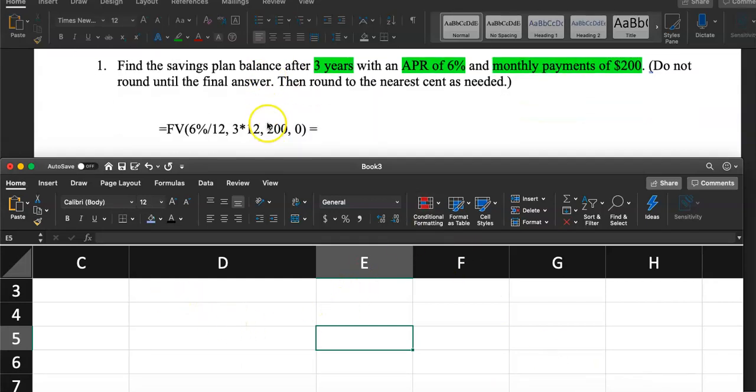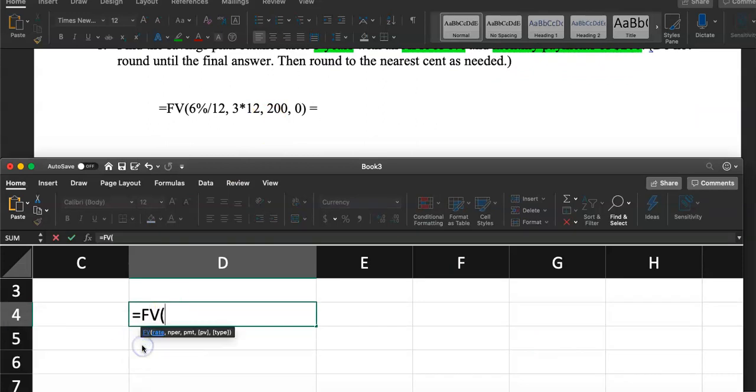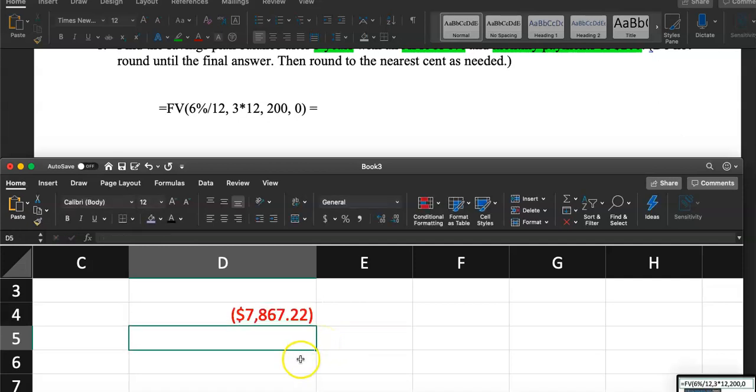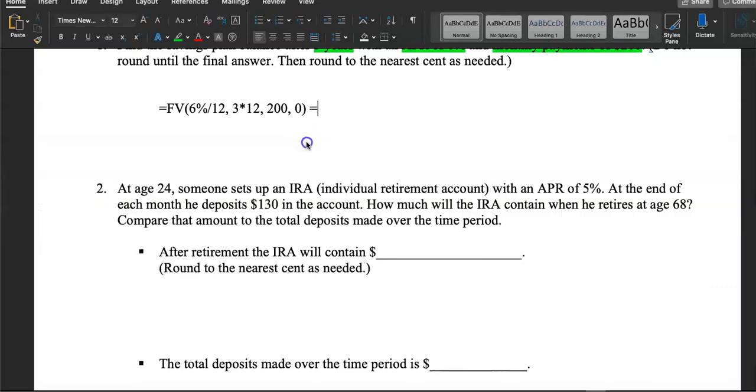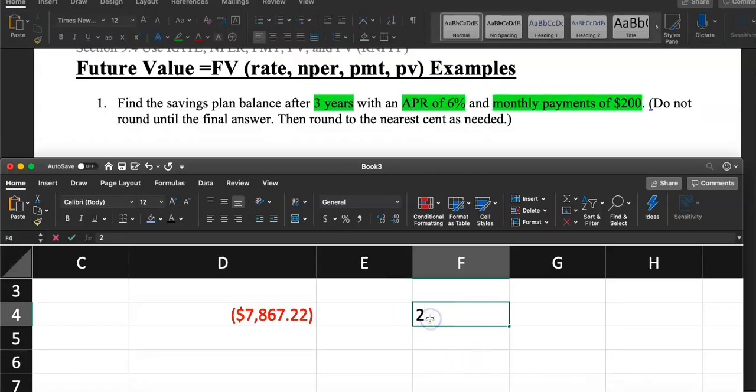So let's go ahead and open up the Excel calculator. And then I'm going to type in what I just entered. Equal sign, future value. There's the function. 6% divided by 12, 3 times 12, 200, 0. And then if I hit enter, that's going to give me the answer. The answer is, wow, look, if I save $200 for the next 3 years, I'm going to end up with $7,867.22.